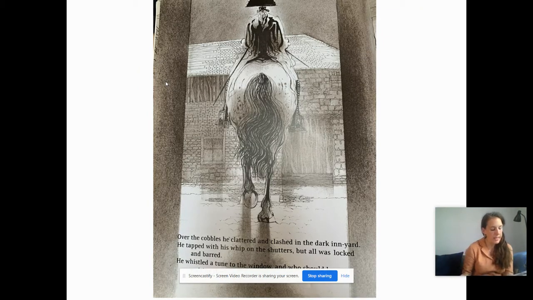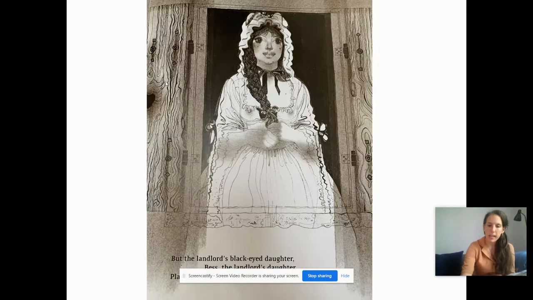Over the cobbles he clattered and clashed in the dark inn yard. He tapped with his whip on the shutters, but all was locked and barred. He whistled a tune to the window, and who should be waiting there but the landlord's black-eyed daughter, Bess, the landlord's daughter, plaiting a dark red love knot into her long black hair.